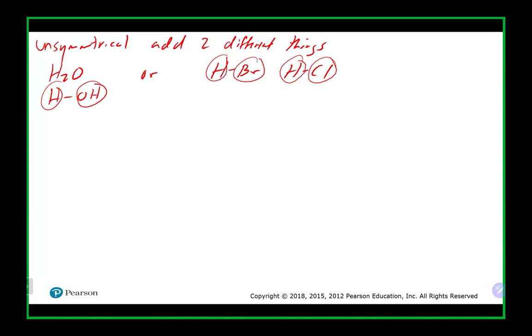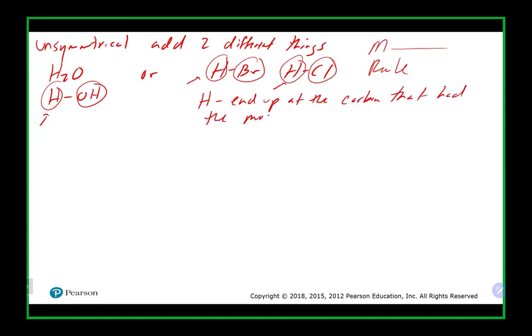So there is a rule that we follow, which is known as Markovnikov's rule. Don't ask me to spell it. He did a lot of work with electrolytes, and what he found was there is a pattern that happens when you add hydrogen and something else to a double bond. The hydrogen part that you're adding will end up at the carbon that had the most hydrogen to begin with.